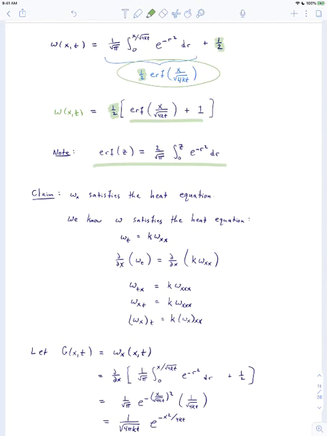We now claim that the partial derivative of w with respect to x satisfies the heat equation. We know that w satisfies the heat equation, so we know that w sub t is equal to k times w sub xx. And we claim that the same equation holds if you replace w with the partial derivative of w with respect to x. This is actually fairly easy to show. You just differentiate both sides with respect to x, and what do you end up with? So you start with this equation, and then you differentiate both sides of that equation with respect to x.